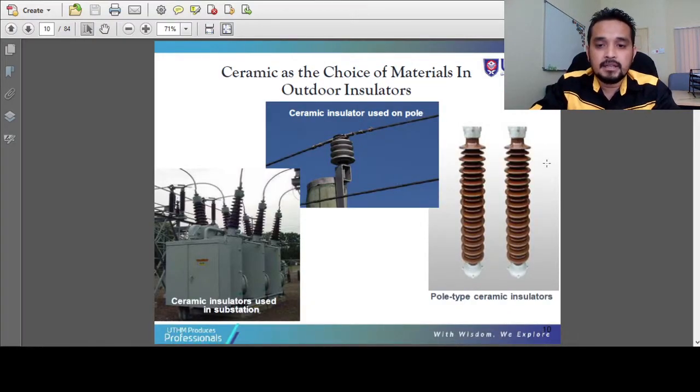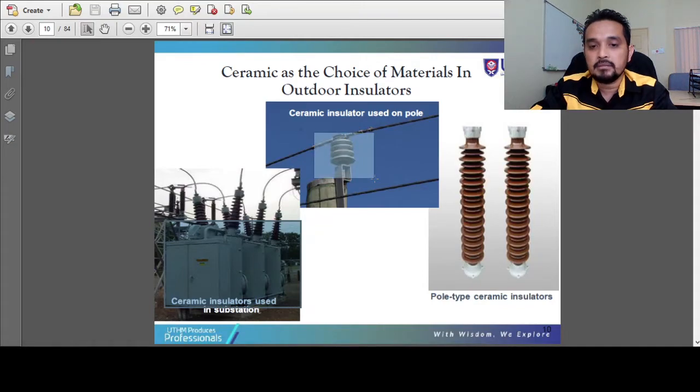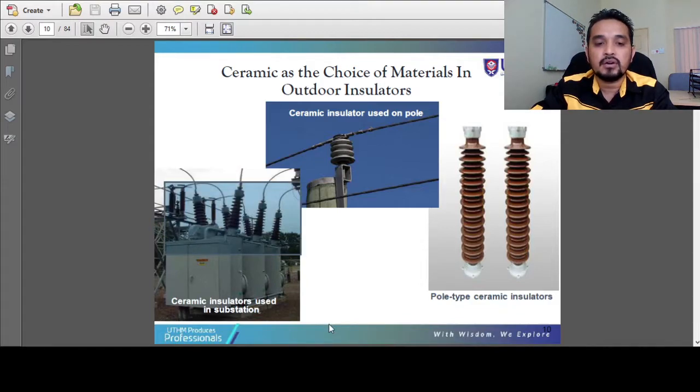Alright, again, these are examples of the bushing. These are the ceramic post type insulator. So why post type? Because this insulator will be mounted on the surface of, say, a transmission tower, say the transformer. Like this one, it is mounted, and then we have the live cable, and this is the bushing that is used on the transformer to provide the insulation between the line and the transformer winding.